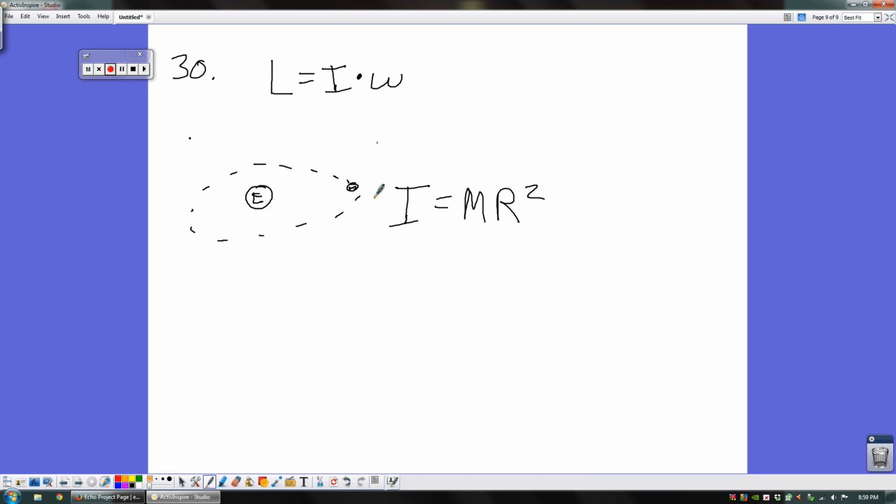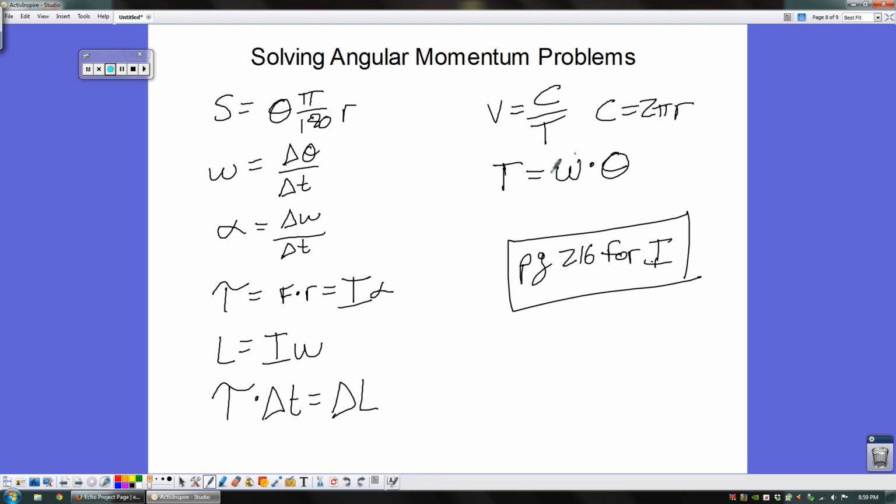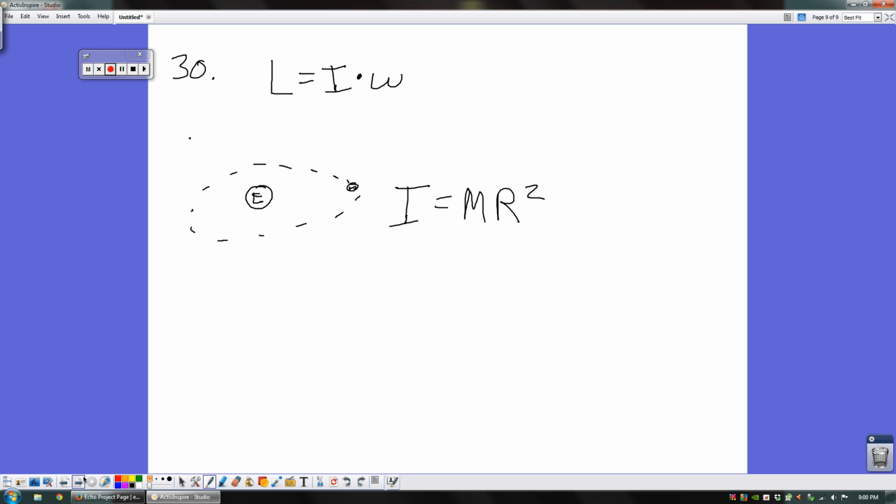Now, angular velocity. Huh. Oh, wait. Angular velocity. We know angular velocity. That's going to be 360 degrees, the amount of degrees it takes to make one complete revolution, divided by the period, how long it takes to make one entire revolution. Alright, so I need to know the mass of the moon, the distance between the moon and the Earth, and the period of the moon.